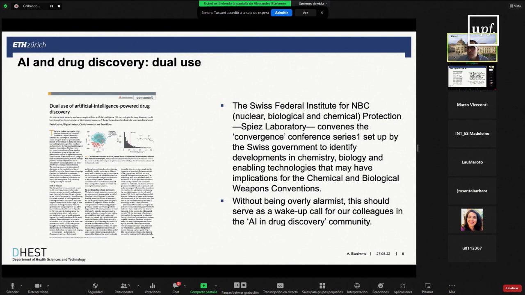This is not specific to the domain of AI. It's a conversation that has long been going on, for example, in the domain of synthetic biology. If you think of gain of function research on human viruses, we have heard this over and over again. But I just wanted to point out that this is an ongoing conversation.